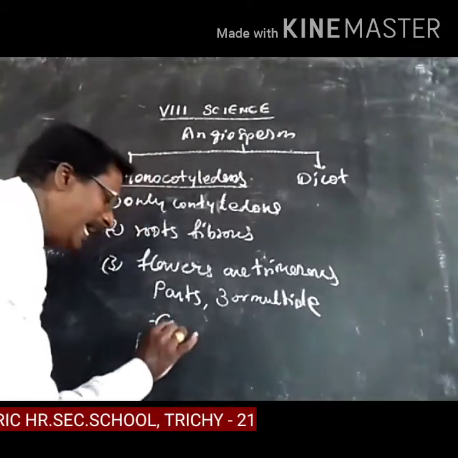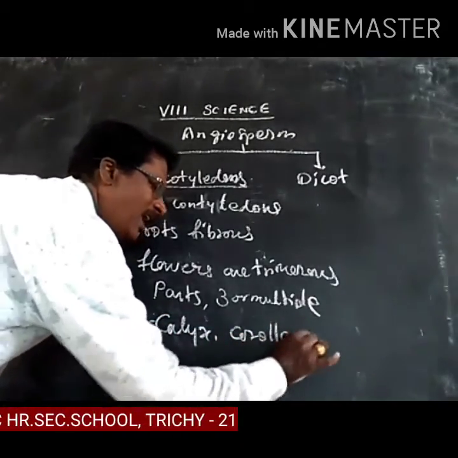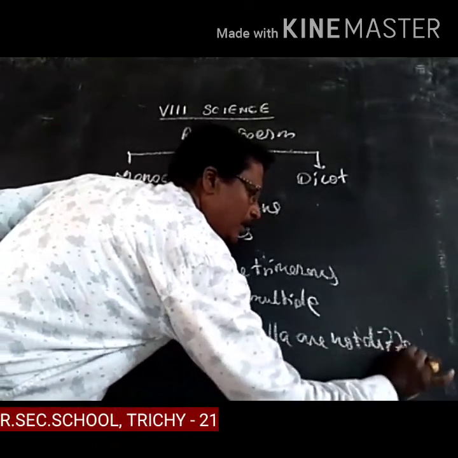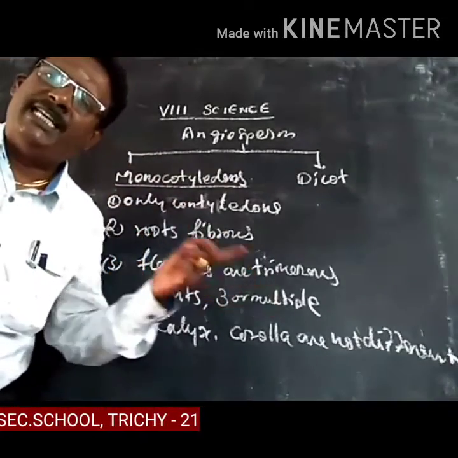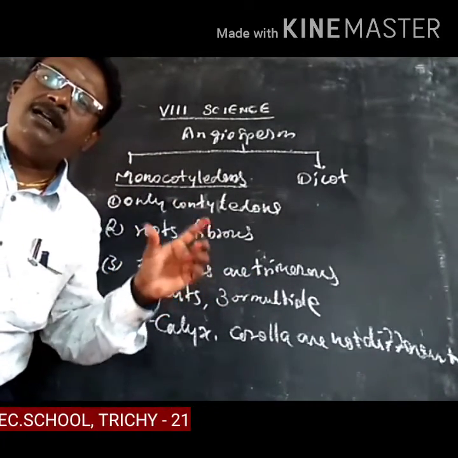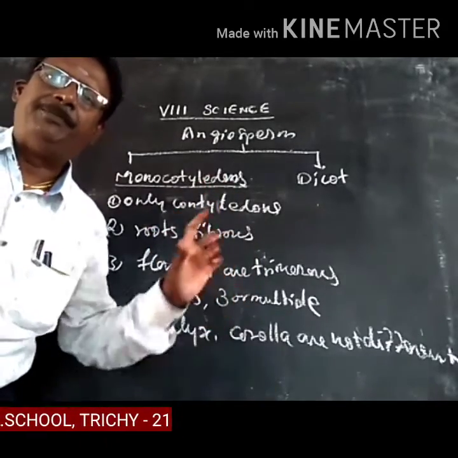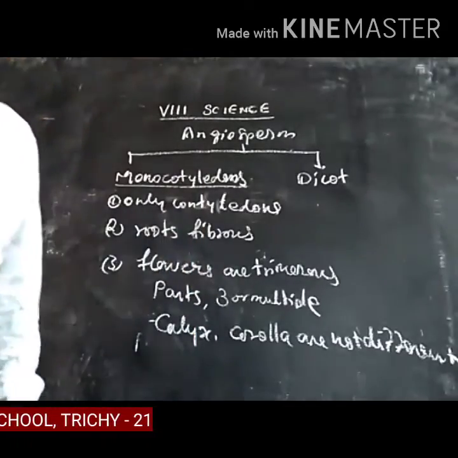Here, calyx and corolla are not differentiated. It means the non-essential parts of the plant are not differentiated. It is called the trimerous condition.